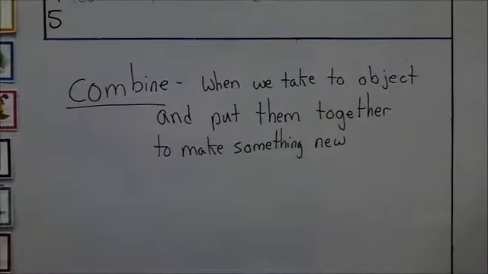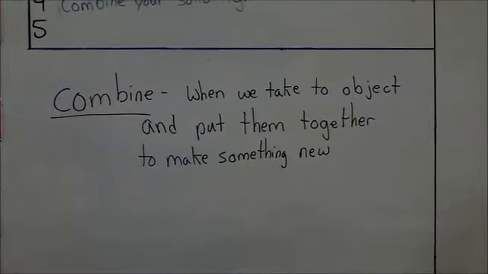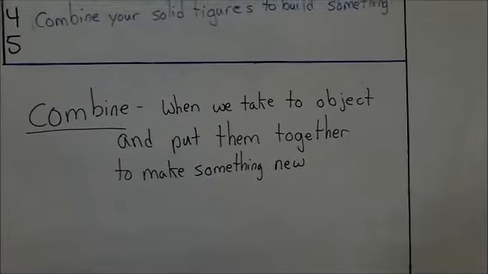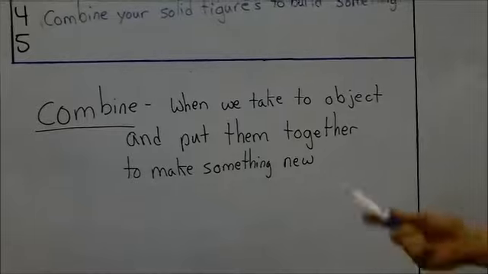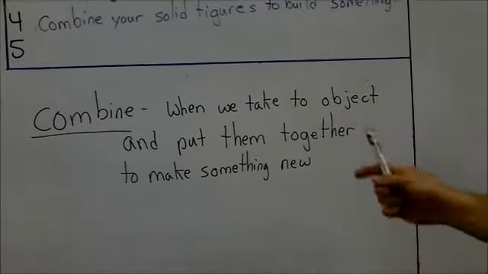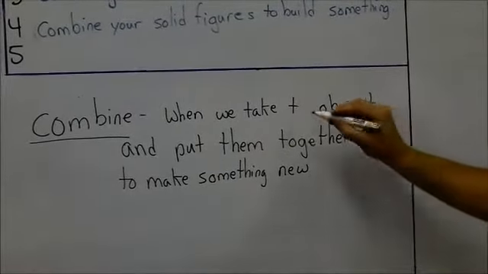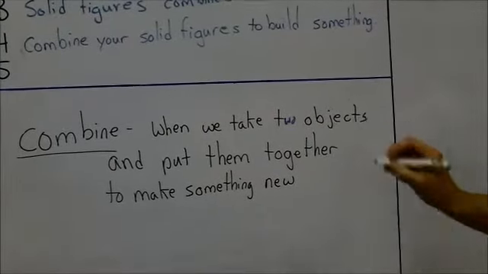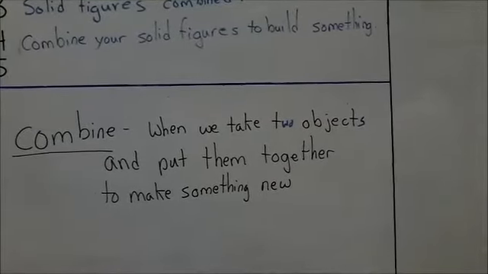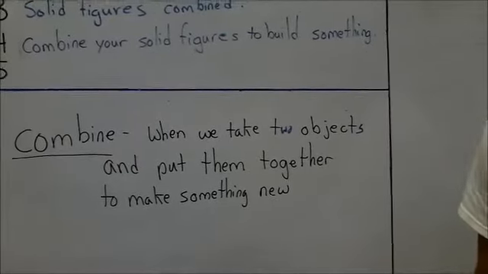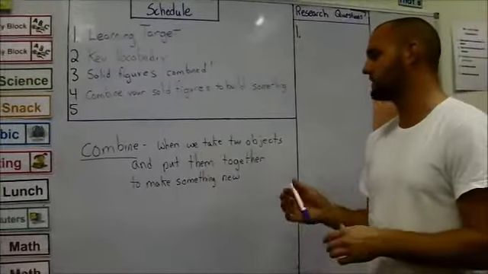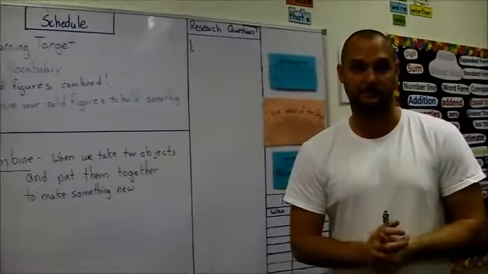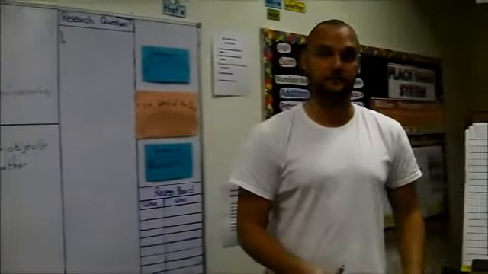I know we've already done this, but it's very important to make sure we understand it, so I want you guys to write this down, even though you might already know what it means. And it is combine. When we take two objects and put them together to make something new. So when we take two objects and put them together to make something new is called combining things. Okay? All right.